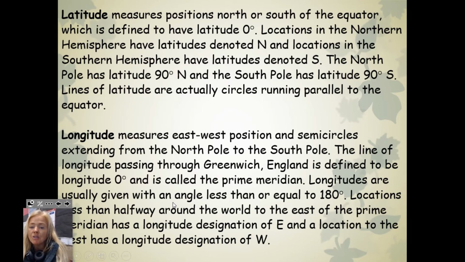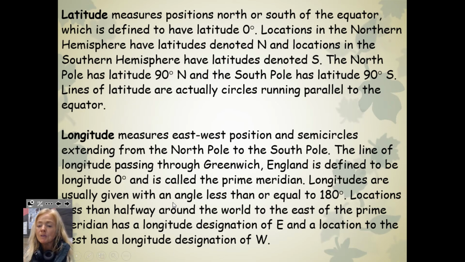Now, longitude measures east-west position, and semicircles extending from the North Pole, so you go up to the North Pole, and then all the way down to the South Pole. And the line of longitude passing through Greenwich, England, is defined to be longitude 0 degrees, and it's also called the prime meridian.